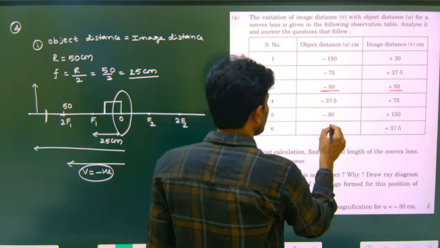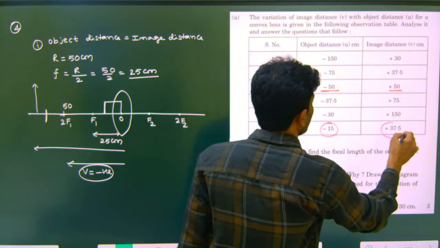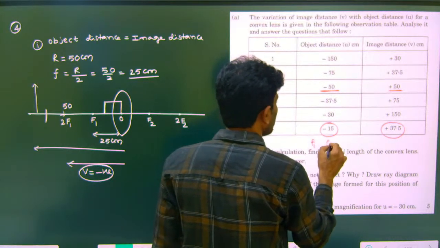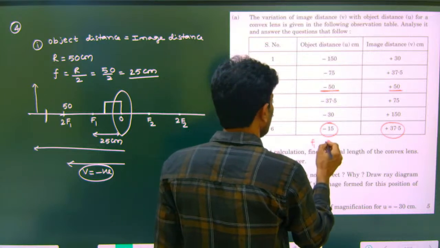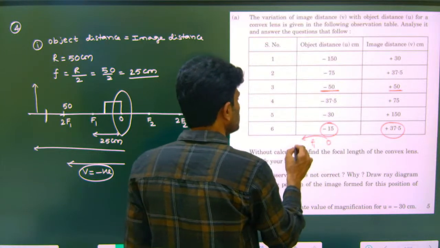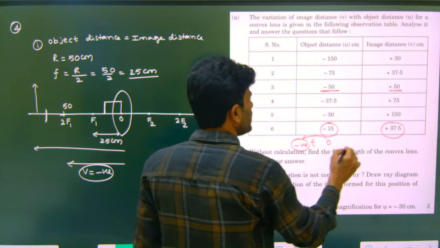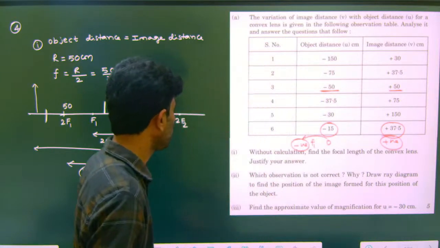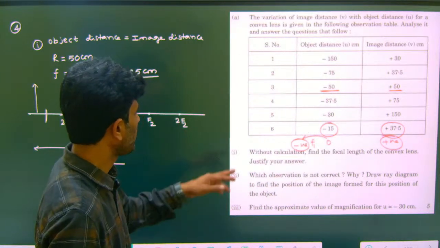So this case is wrong, because when the object is between focus F1 and the optical center, the image should be formed on the same side, which is negative. But here the image distance is given positive. That explanation you have to write. So that one is the wrong one.